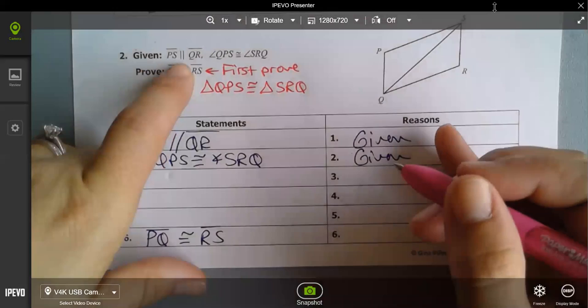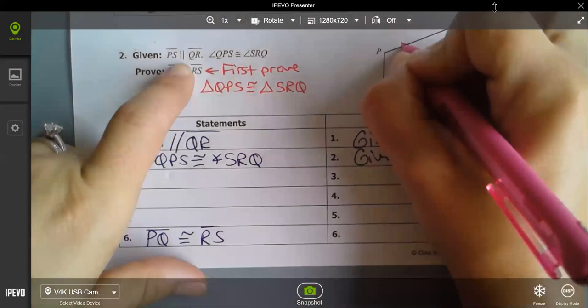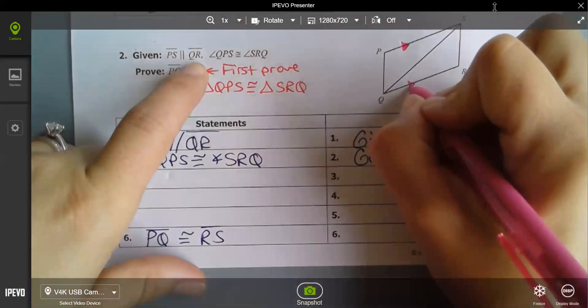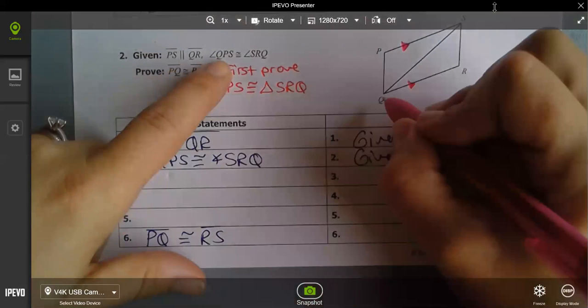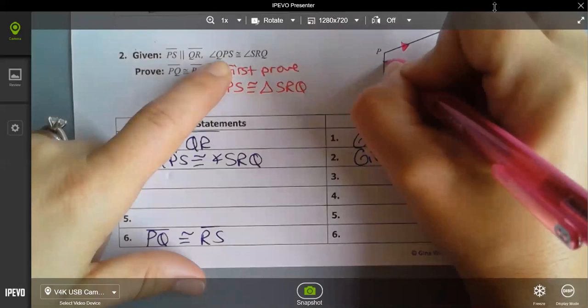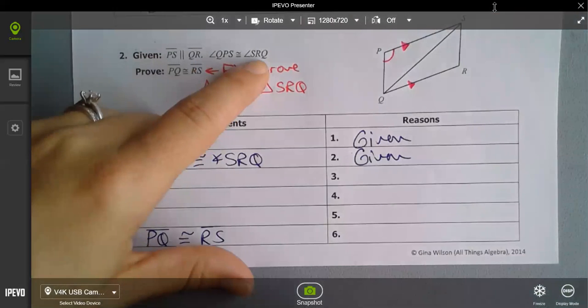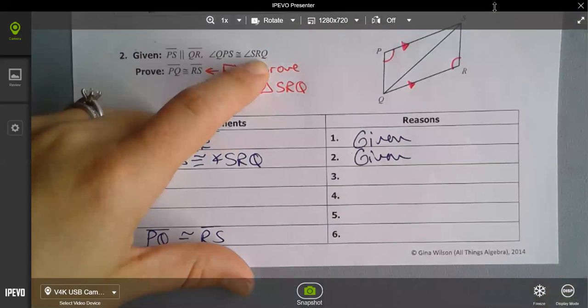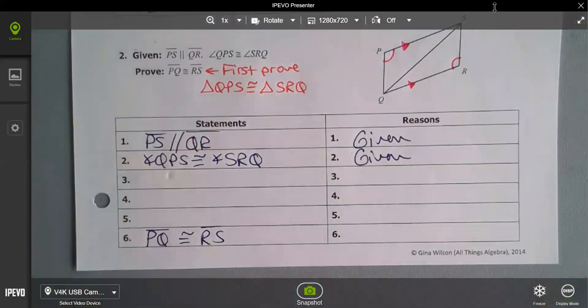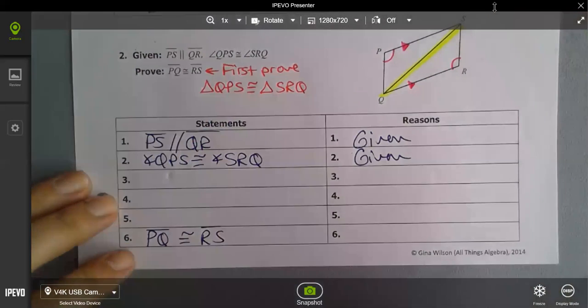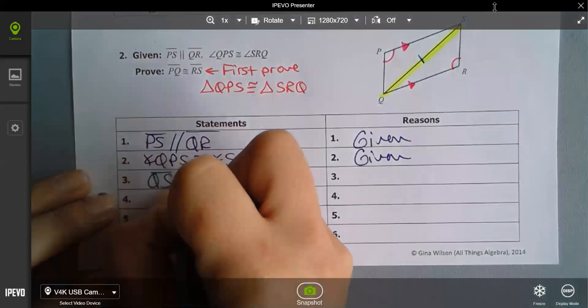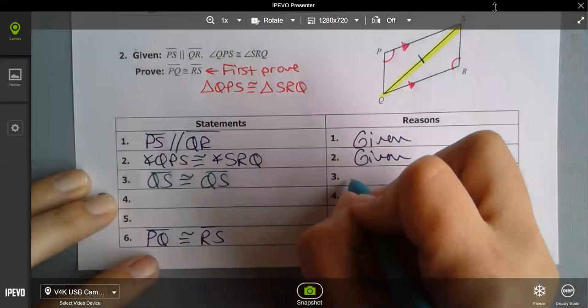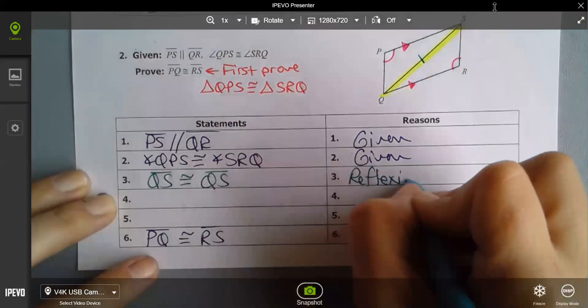Okay, mark it up. So we've got PS parallel to QR, and we have QPS, that's this angle, congruent to SRQ, that's that angle. All right, what next? Well, some of you are saying, I see it, it's right here, QS is congruent to QS. All right, cool, let's do that. QS is congruent to QS because of the reflexive property.